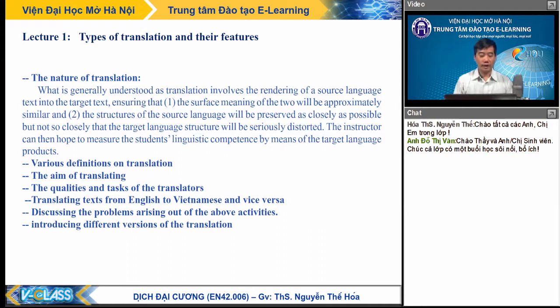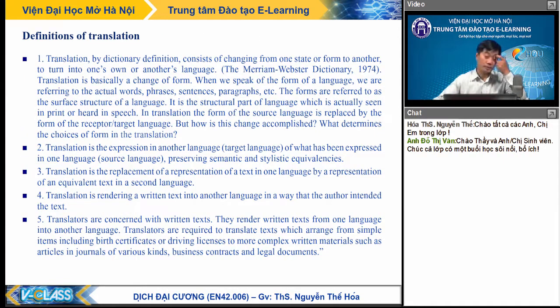And now we have some concepts. Have a look at some concepts. We have various definitions of translation. Also, we should know something about the aim of translating, the qualities, the tasks of the translator, etc. Now, first of all, we go into the definition of translation. There are several kinds of translation.